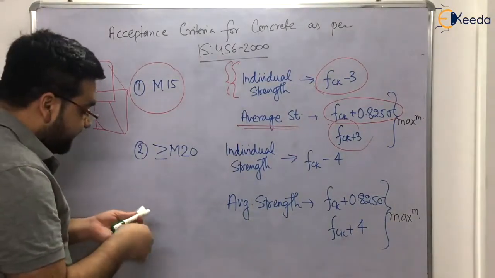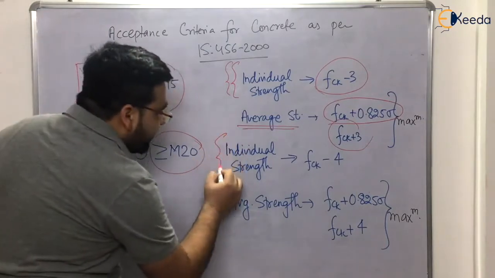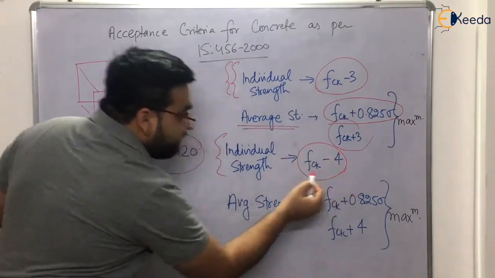Now the second thing, which is important, is that for M20, the individual strength is FCK minus 4.